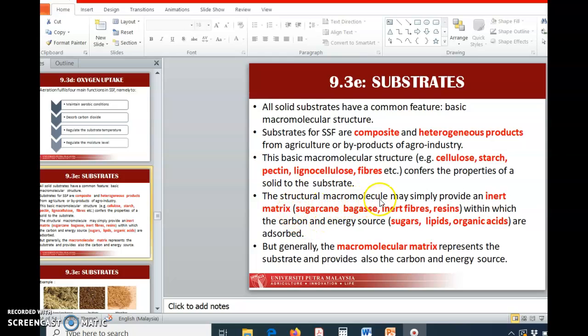Okay, the structural macromolecule may simply provide an inert matrix, within which the carbon and energy source are absorbed. So you need to supply your own carbon and energy source. But generally, the macromolecular matrix represents the substrate and also provides the carbon and energy sources. It means that usually the solid substrates you use are not inert; they already have the nutrients required by the microorganism.